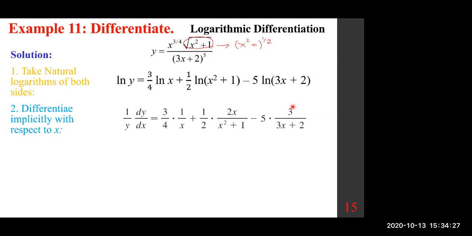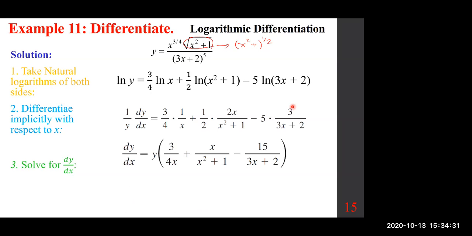So you rewrite this and solve for dy dx. So let's see how we do that. Number one, you can multiply both sides by y. I hope you see what happens to 1 over y, it goes to the other side. Let's look at this one. 3/4 times 1 over x becomes 3 over 4x. The product of these two, 2 and 2 cancel each other. So x over x squared plus 1. Minus the product of these two, 5 and 3 gives us 15.